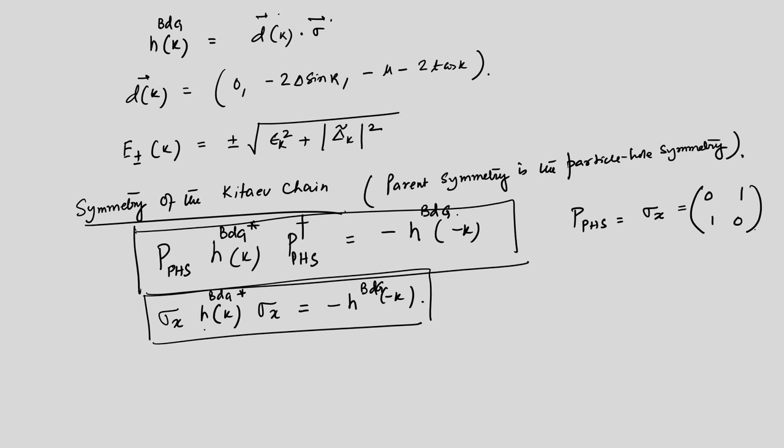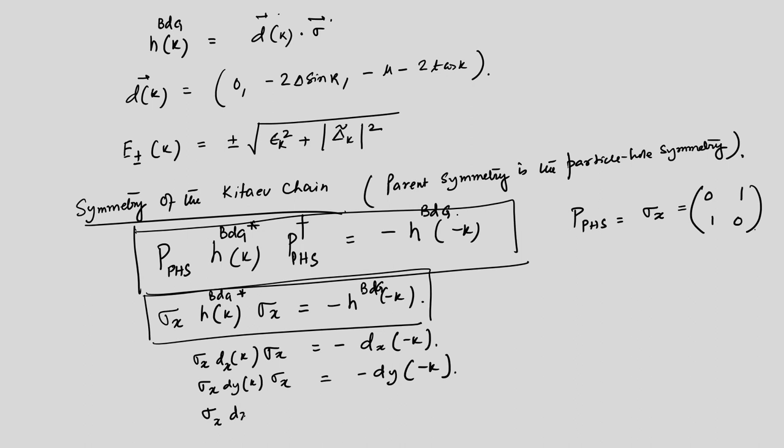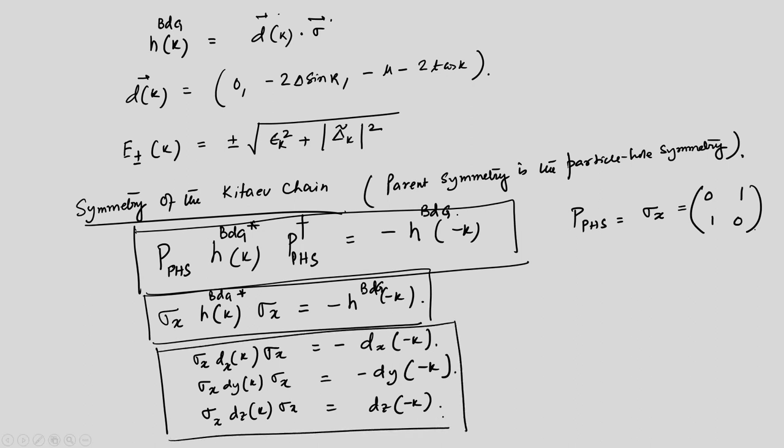Okay, and if this is true, then you should also get sigma x dx of k sigma x is equal to minus dx of minus k. Sigma x dy of k sigma x is equal to minus dy of minus k, and sigma x dz of k sigma x is equal to dz of minus k. Okay, so this denotes the symmetry properties of this Hamiltonian, of the Kitaev Hamiltonian.